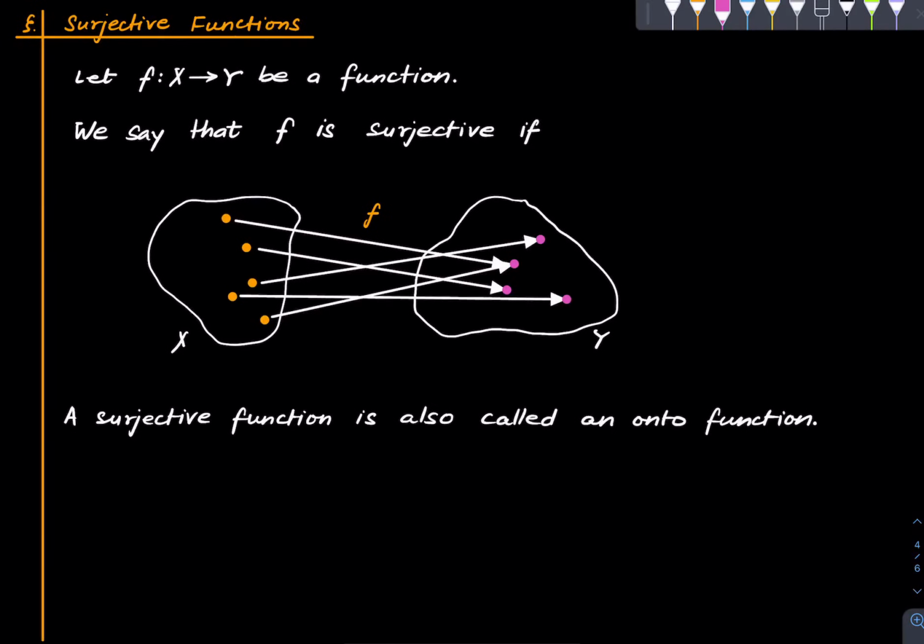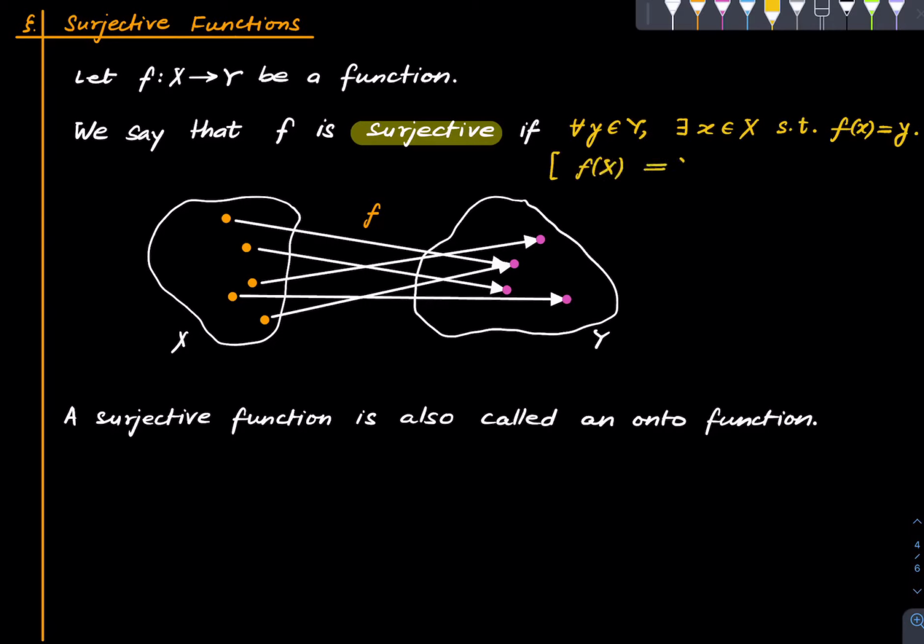Surjective functions. So this time we again fix a function from a set X to a set Y. We say f is surjective if basically nothing in the target is hungry. So if for all y in the target there exists x in the domain such that f of x equals y. That's the definition, or alternately one could write f of X is equal to Y.